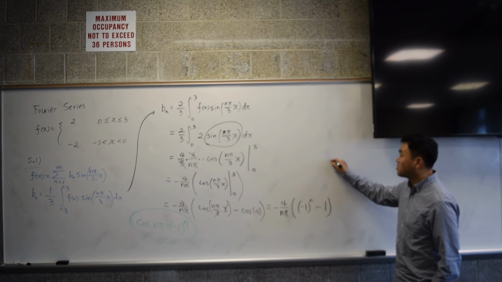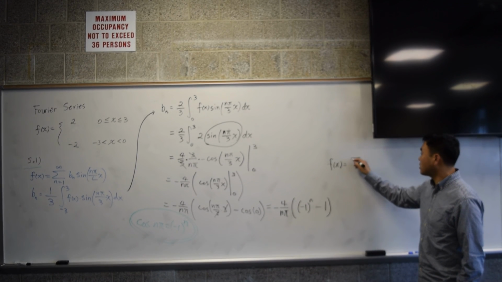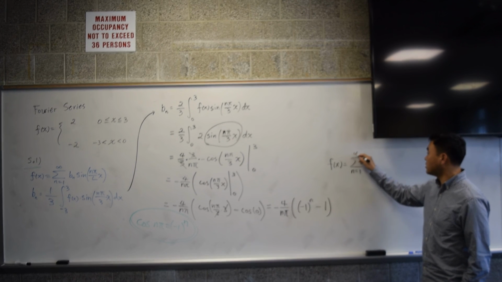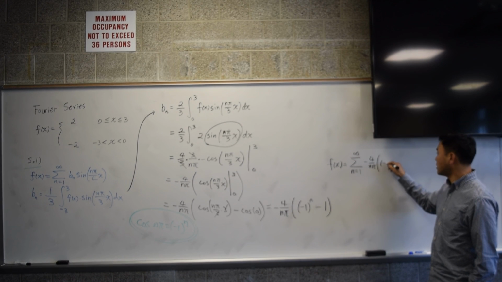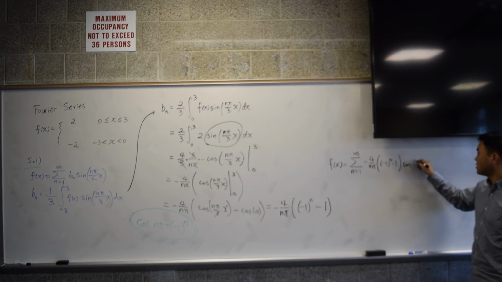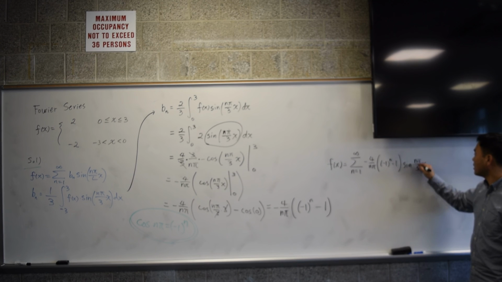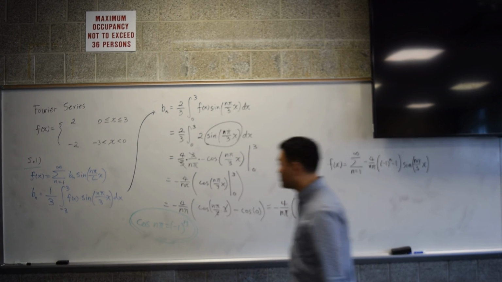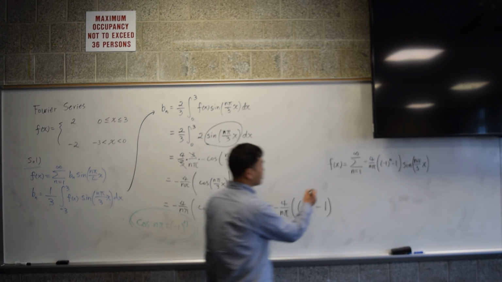Therefore, what's the Fourier series of the given function? It is the sum from n equals 1 through infinity of -4 over n pi, times -1 to the nth power minus 1, and then sine n pi over 3 x. All I did was, after finding the value of Bn, replace Bn by what we found. And that's the final answer.